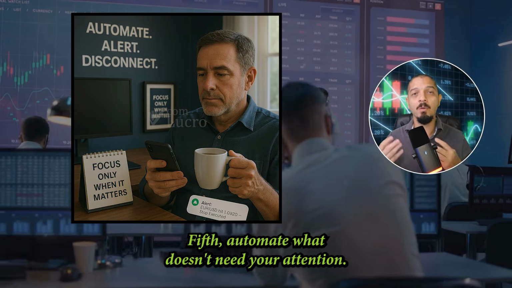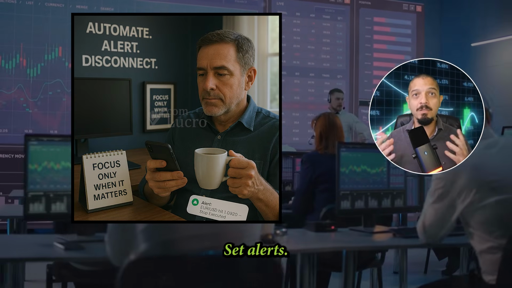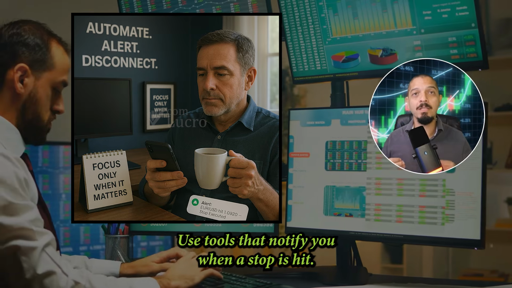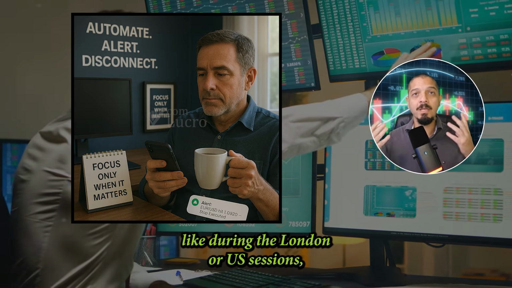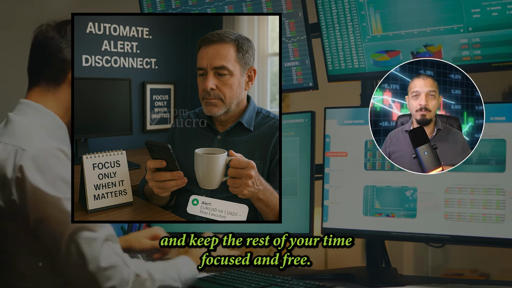Fifth, automate what doesn't need your attention. Set alerts. Use tools that notify you when a stop is hit. Look at the charts only when it matters, like during the London or US sessions, and keep the rest of your time focused and free.